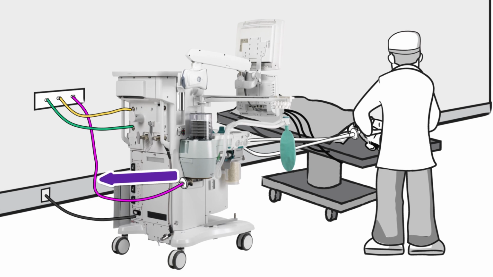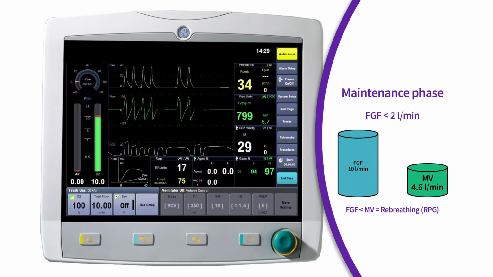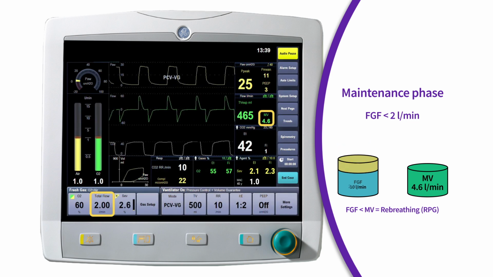This creates a non-rebreathing system, as most of the exhaled gases are going out to scavenging and not being rebreathed by the patient. Following induction and heading to the maintenance phase, the fresh gas flows are decreased, and the amount of rebreathed gas begins to increase. The rebreathed gases contain lower agent and oxygen concentrations due to patient uptake of agent and oxygen.